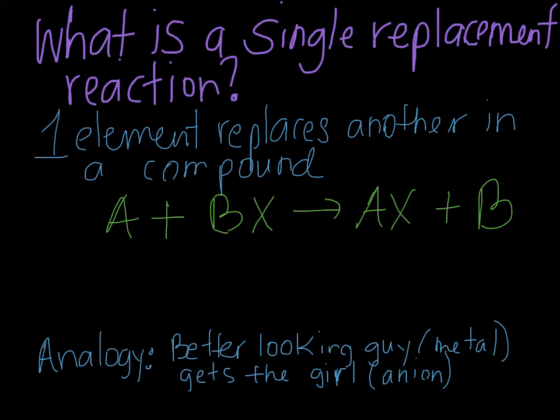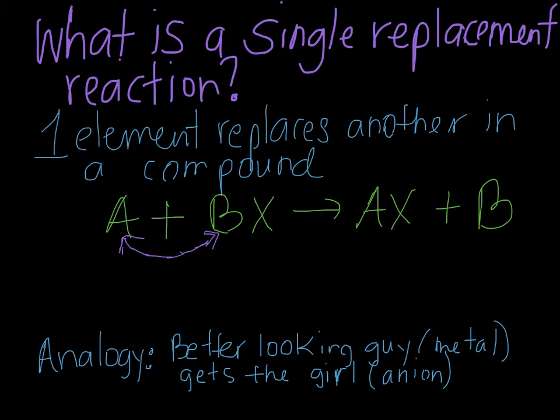And so I have an example right here. You have A, which is alone, and that is added to, usually it's a solution of B and X. And what you notice is that A and B will swap places. And that is basically the gist of a single replacement reaction, but you need to actually know why this happens, and you're going to have to predict if this is going to happen or not.